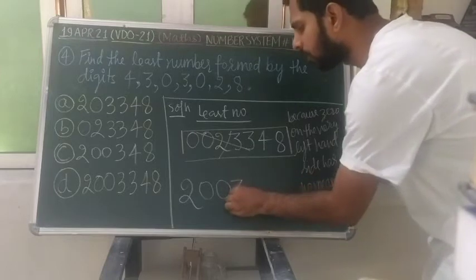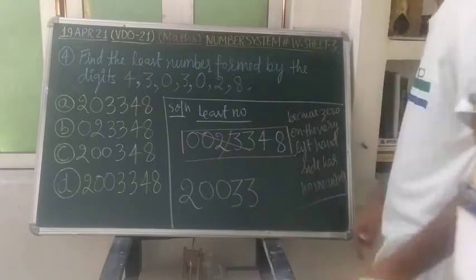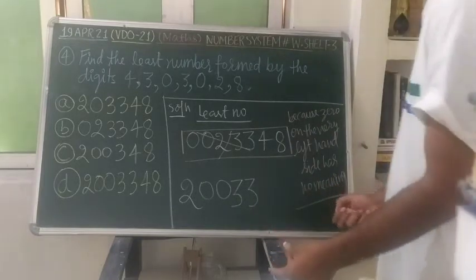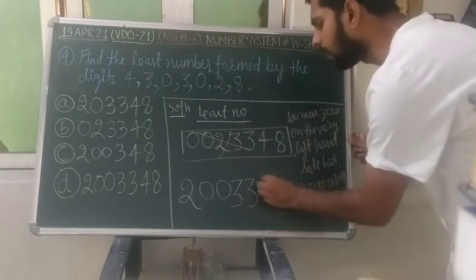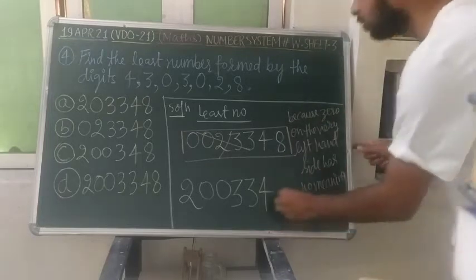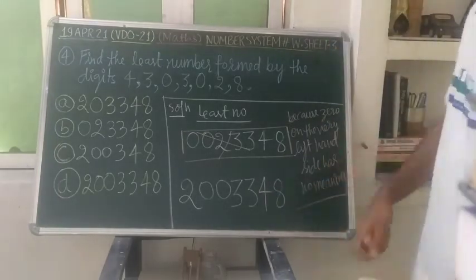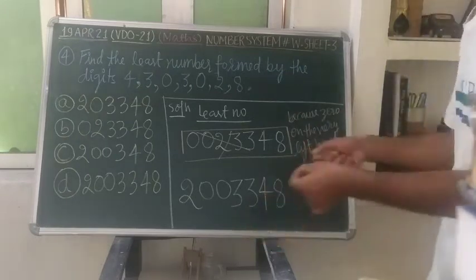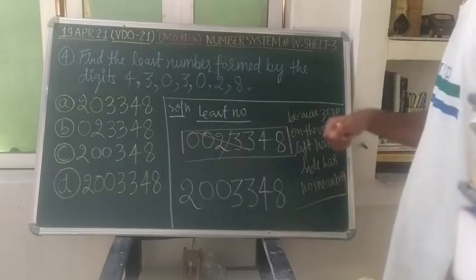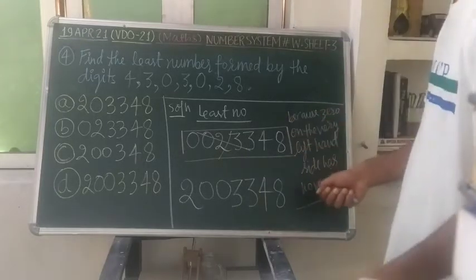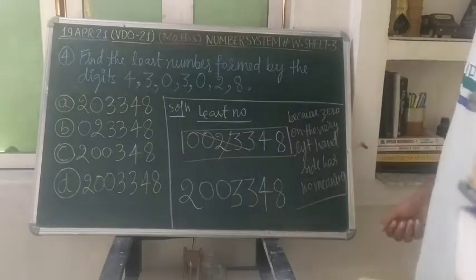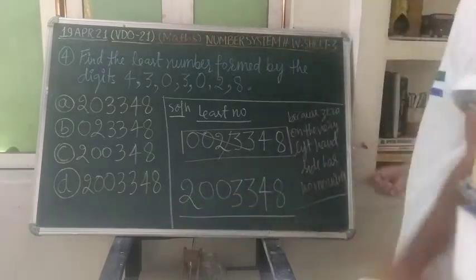Whatever number of times our digit is present in the problem, that many times we will write it. And after 3, what is present? 4 is present one time, so 4 I will write. 5 is not present, 6 is not present, 7 is not present, 8 is present, so 8 I will write. 9 is not present here, so we will not write it, and we will stop at 9 because there are only 10 digits from 0 to 9. Only those digits form any number. So our least number will become this.